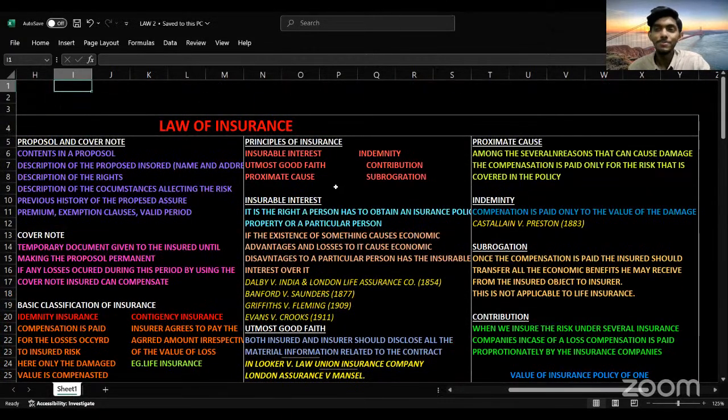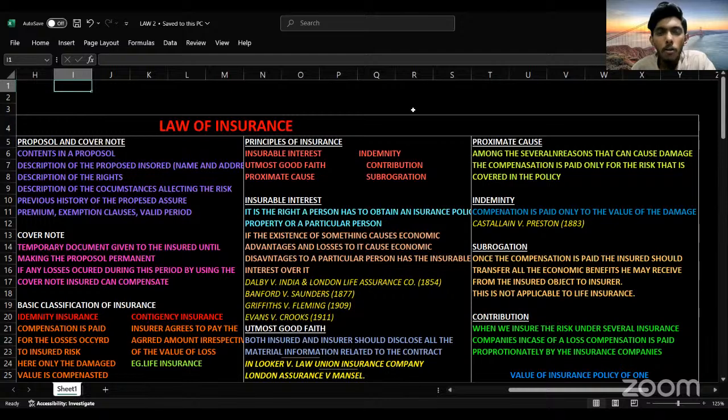Okay, we are going to the principles of insurance. Ladies and gentlemen, what are the principles of insurance? I have told you before. What are the principles of insurance, kids? We have insurable interest, utmost good faith, proximate cause, indemnity, contribution, and subrogation.